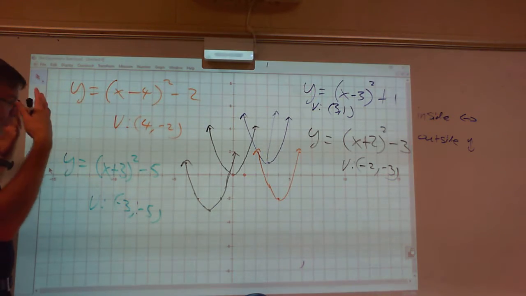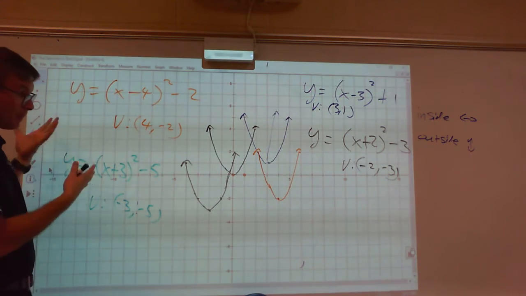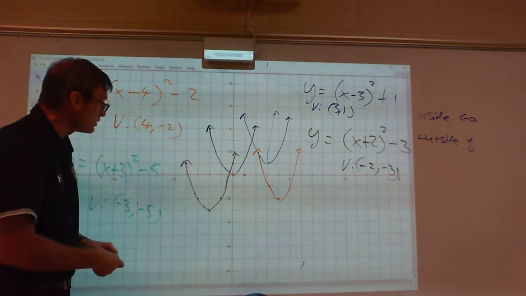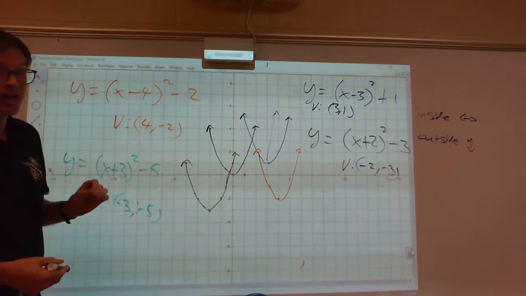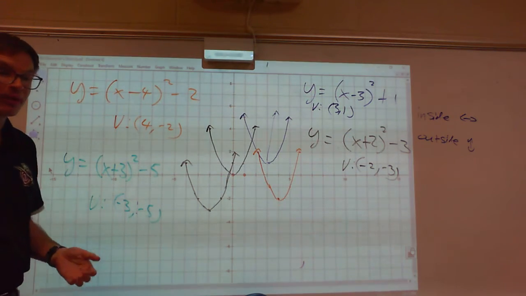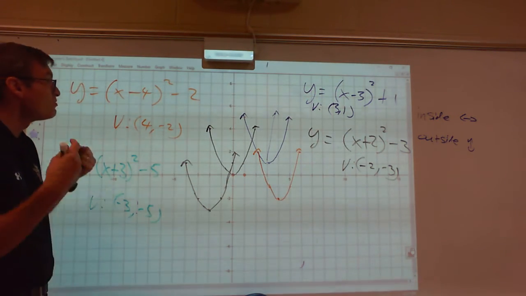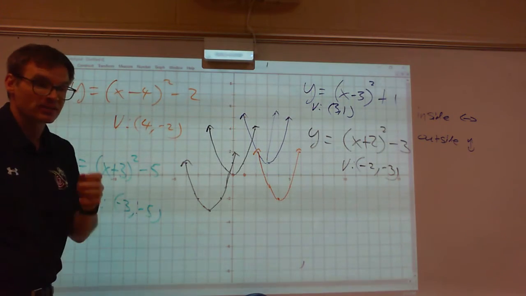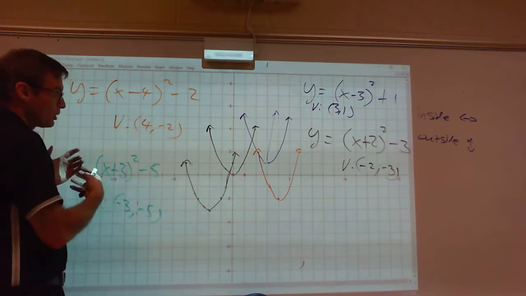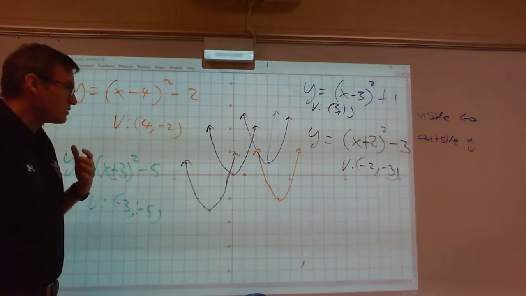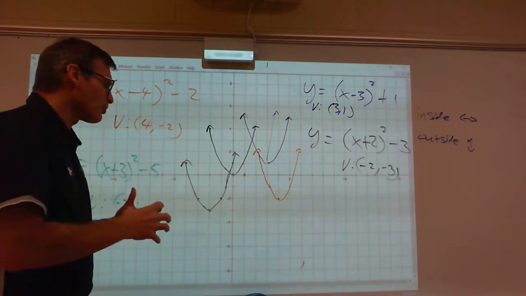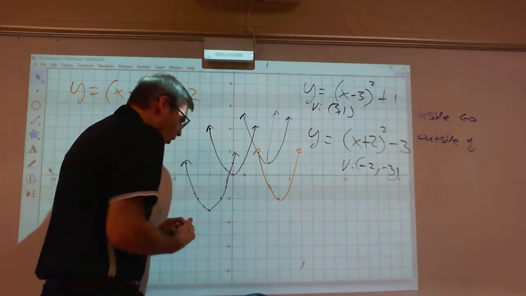So when it looks like this, it's very easy to identify the vertex. It's so easy to identify the vertex, they have a special name for it. Anytime it looks like this it's called vertex form. And the reason it's called vertex form is it's very easy to identify the vertex. You just look at it and say, oh, that's my vertex. Now, one more thing we have to add to vertex form, and then we'll move on.